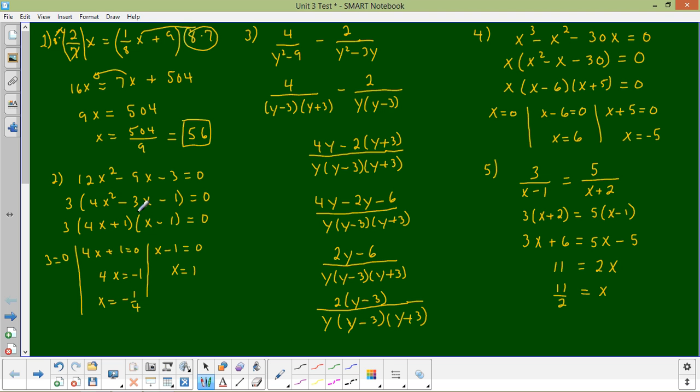Now, if this piece, this 4x squared minus 3x minus 1, is difficult for you to factor, then you might want to consider the AC method that was talked about in Unit 1 on factoring. And if you need a little practice with that, let us know. We can set up another video for you, whatever you'd like. So the factors should have been 4x plus 1 and x minus 1. So again, you're multiplying three numbers together: 3 times 4x plus 1 times x minus 1 equals 0.